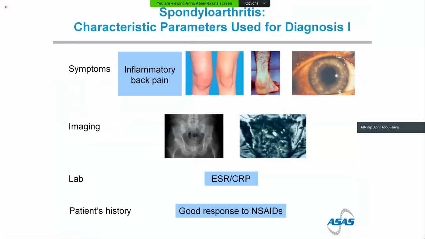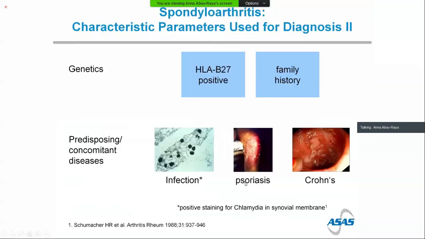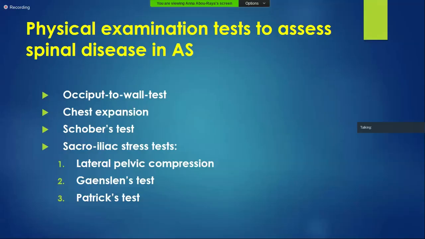Acute anterior uveitis. So the clinical manifestations: inflammatory back pain, imaging, X-ray or MRI, ESR and labs, with good response to non-steroidals. Also don't forget the genetics, HLA-B27 could be positive, and family history, and don't forget to ask about psoriasis, Crohn's and concomitant infections that can happen and cause urinary tract infections.